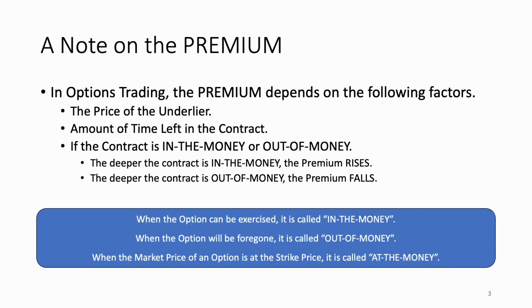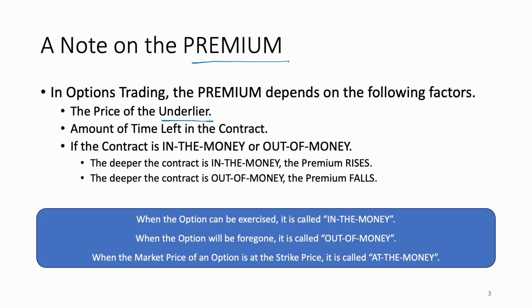Before we proceed further on the spread strategy, let us take a small detour and understand premium. Now, in option trading, we know that a premium has to be paid by the buyer to the seller. The premium the buyer pays to the seller, as agreed in the contract, depends on a few factors. The first factor is the price of the underlier. If the price of the underlier is higher, the premium is also likely to be higher.